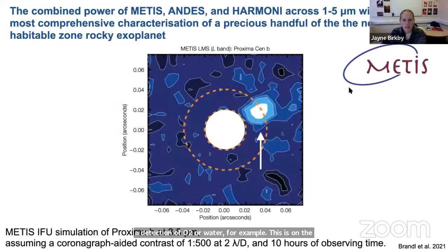And finally, with METIS, this is one of the original simulations that's been updated. That shows we can see Proxima b at about 3.8 microns with METIS as well. So we have this enormous suite of instruments that are capable of giving us this sort of 1 to 5 micron deep high resolution characterization of a rocky, very nearby rocky exoplanet.